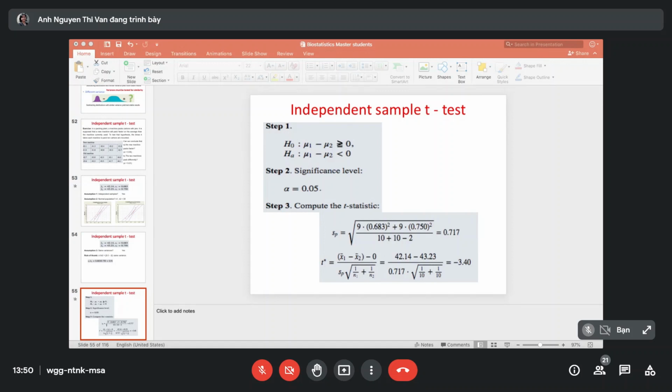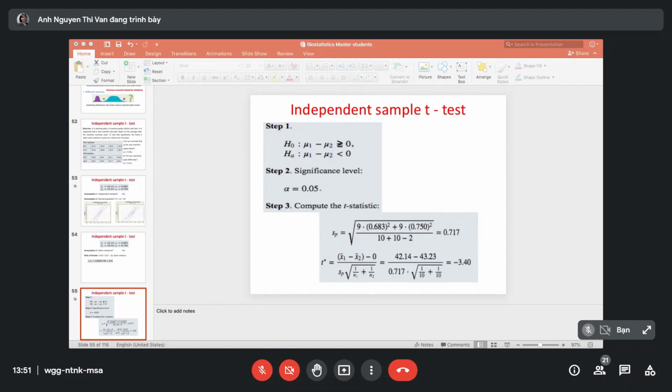So the rejection region will be on the left, the negative value on the left of the T critical. You understand what I mean? Okay, anyone don't understand how to determine one tail or two tail? This step will help you to determine not only one tail or two tail, but it also helps you to determine whether the rejection region will be on the left, on the right, or two regions.